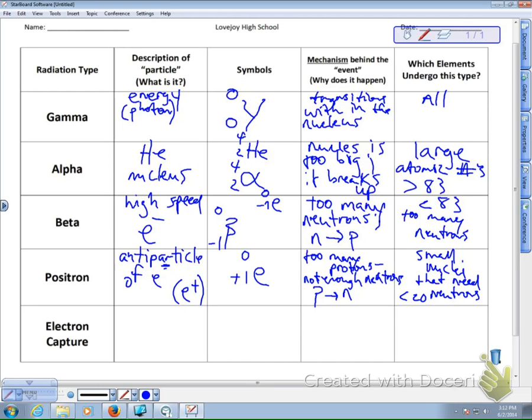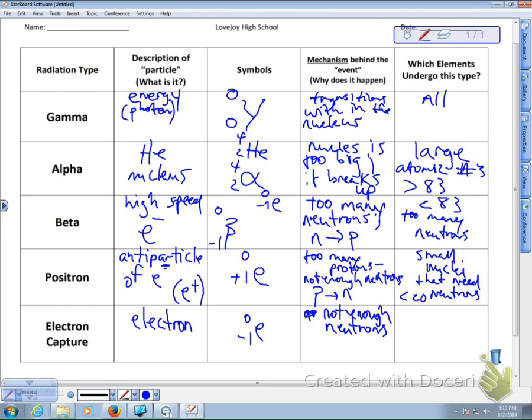And then the final one is electron capture. The electron capture is just what it says. It's an electron. It's the mechanism that makes this one different. So the symbol's the same, 0, -1 for an electron. Why does it happen? It happens when you have, again, not enough neutrons.